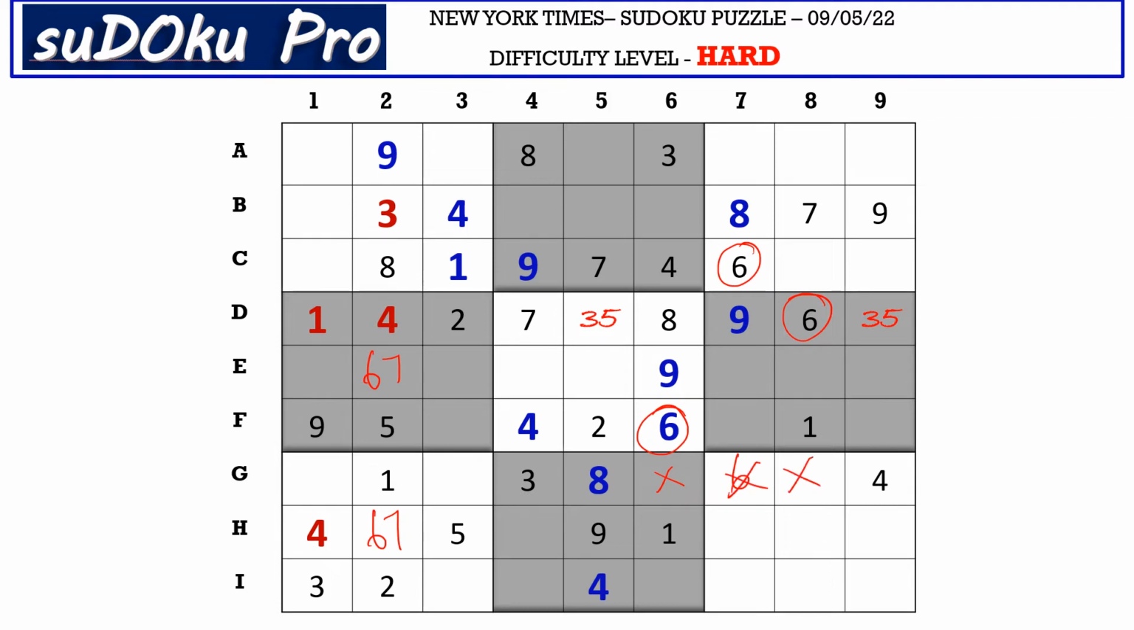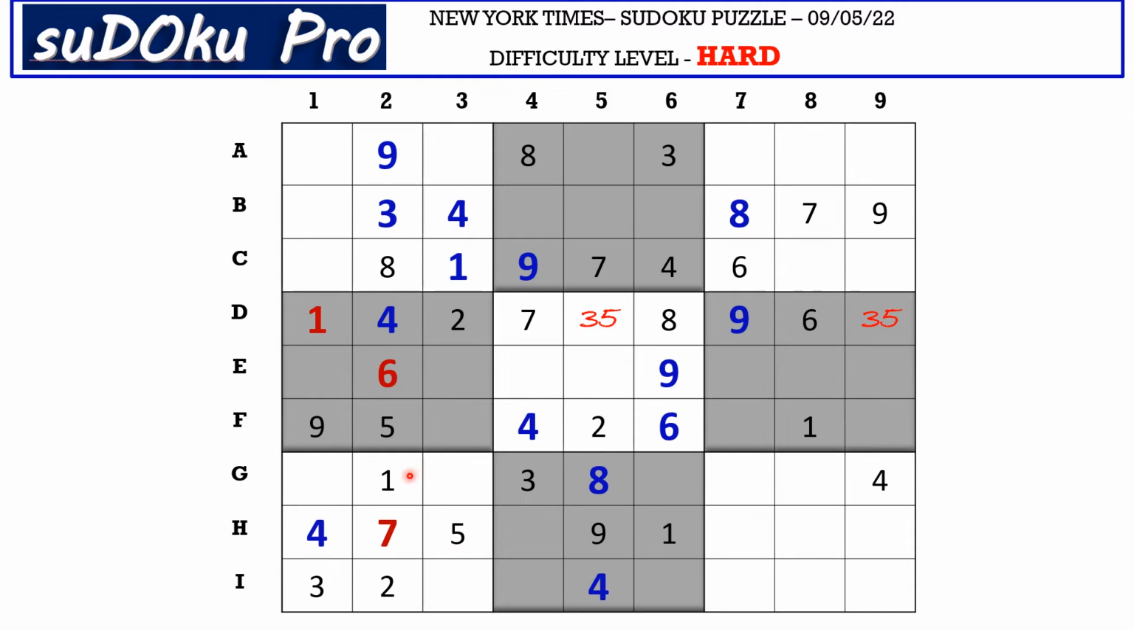So in G row, 6 can be only in these two cells, that is G1 or G3, which basically eliminates 6 here. So H2 takes 7 and E2 takes 6.